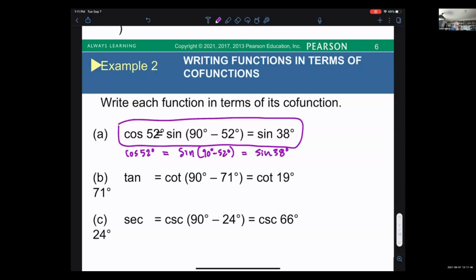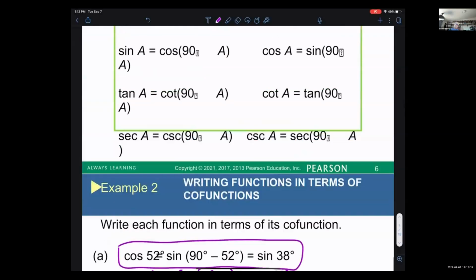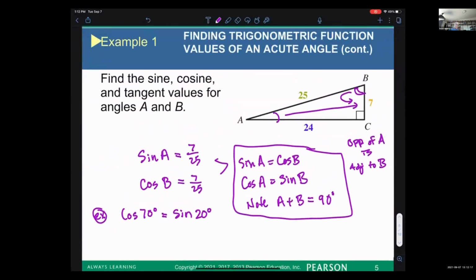So we can just see that 38 degrees and 52 degrees add up to 90. And when you have two angles that add up to 90, the sine of one is equal to the cosine of the other. So cosine of 52 is equal to sine of 38, and sine of 52 would be equal to cosine of 38. They're going to show that this is the same thing for the tan and the cotan, and the secant and the cosecant. And again, we could see that if we just went back to the primary definitions.